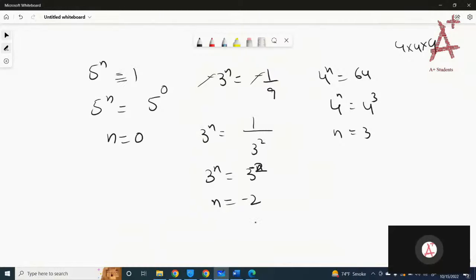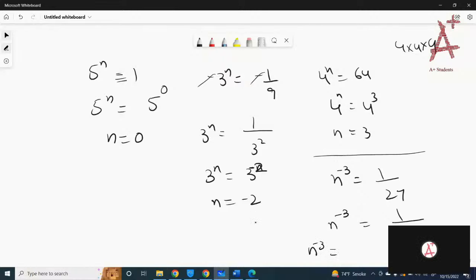The next one is n exponent negative 3 equals 1 over 27. So we can write 27 as 3 times 3 times 3, 3 cube. So when you shift that to the numerator, it would be then 3 exponent negative 3. Now the exponents of both of them are equal. That means their bases are equal. So n equals 3. Got it?